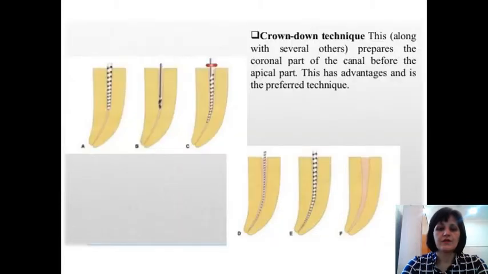And the other technique is called the crown-down technique. This, along with several others, prepares the coronal part of the canal before the apical part. This has advantages and is the preferred technique because of less breakage of endodontic instruments.